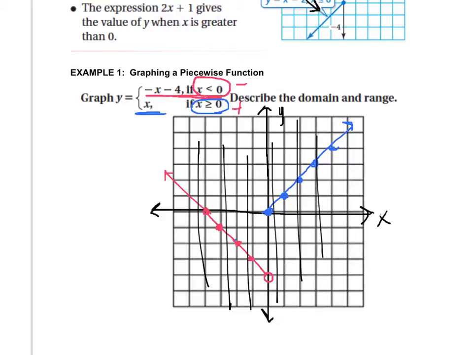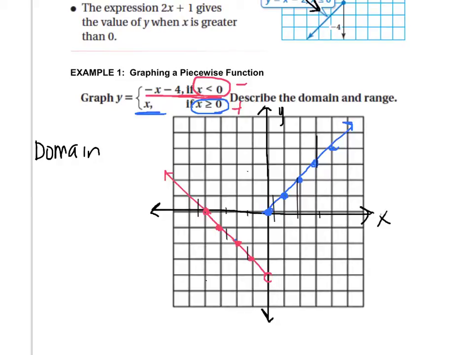And we have to describe the domain and range. The domain, in this case, let me get rid of all my scribbles. The domain in this case is the x value. Well, in all cases, it's the x values. And if you notice, there's really no x values that are not included. I can really have any x value I want. And typically, the domain is all real numbers. So let's write that. The domain is all real numbers.